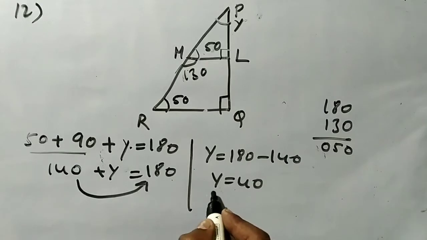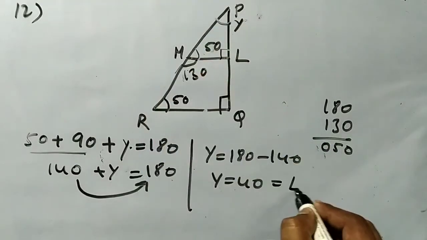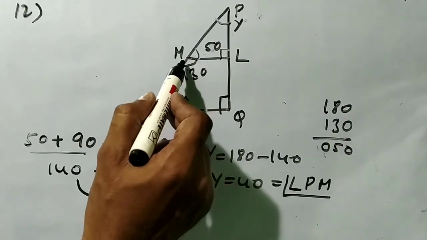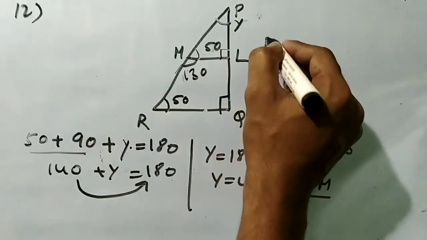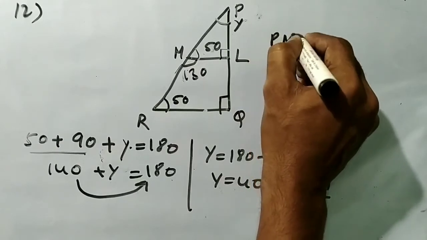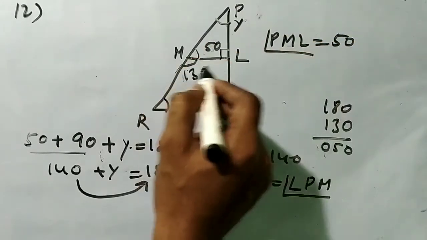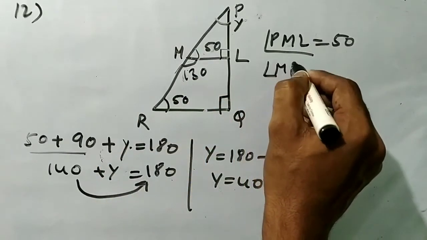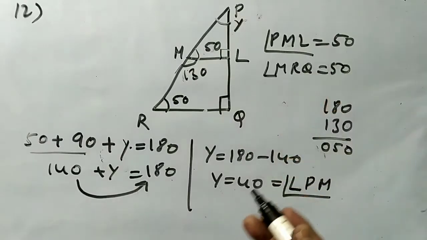What is y actually? Y is nothing but angle LPM. And what is the angle here? PML. That is x, equal to 50. So angle PML is equal to 50. And also angle MRQ is equal to 50, because of corresponding angles.